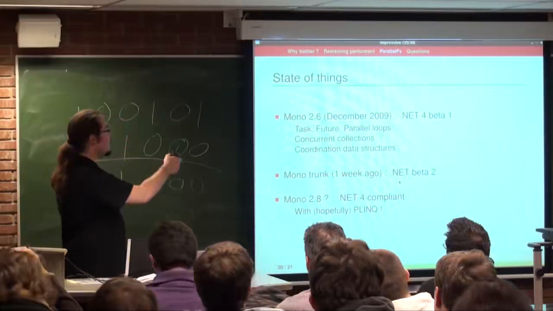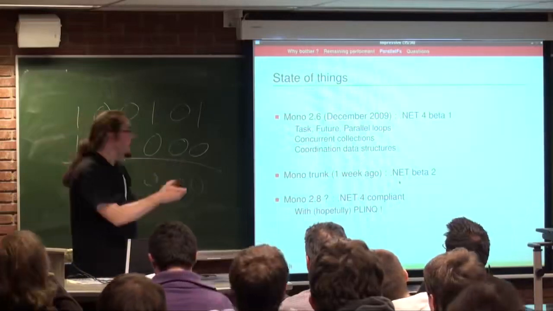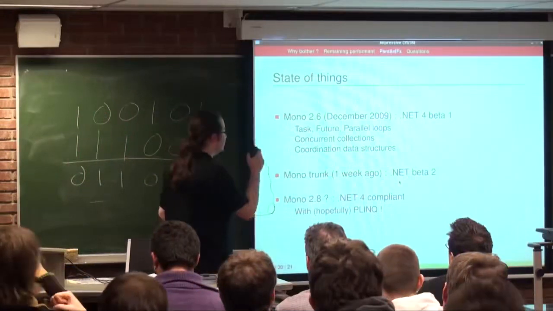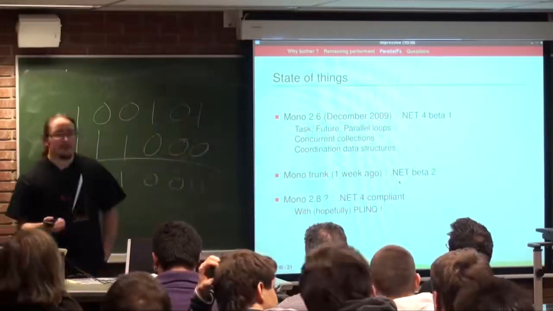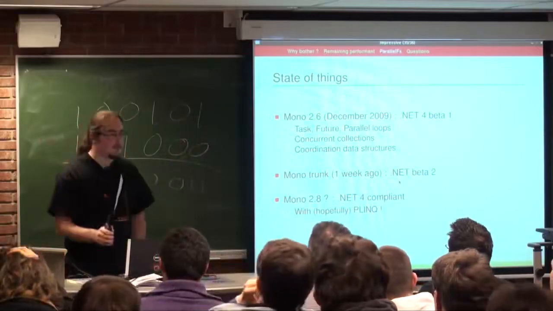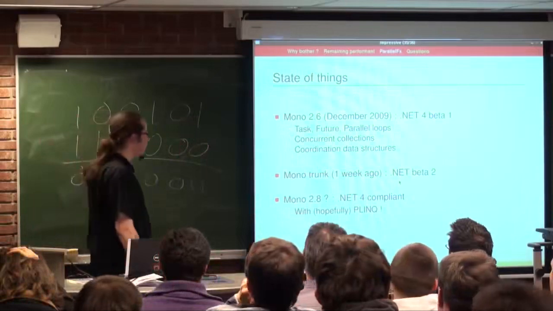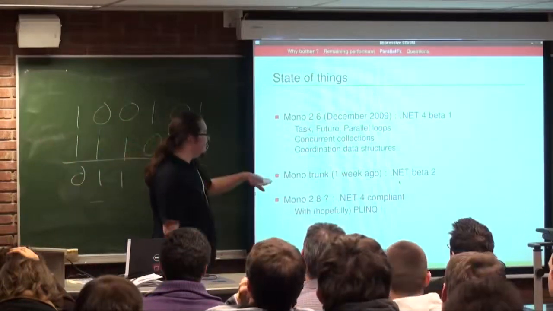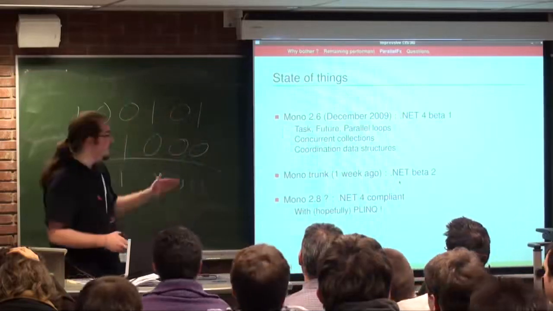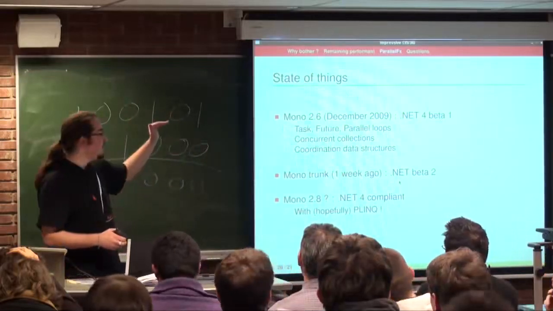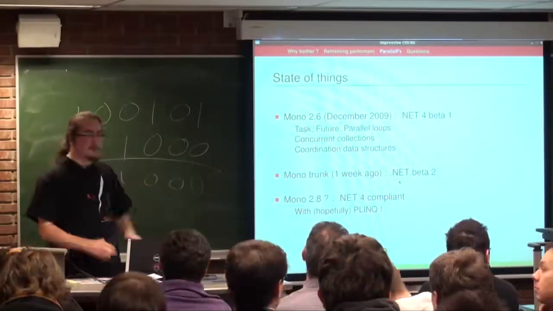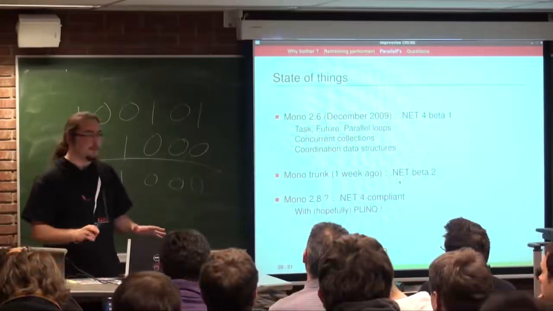It shipped with the .NET 4 Beta 1 API, and you get all the tasks, futures, parallel loops, concurrent collections, and coordination data structures. That's pretty much, I would say, 80% of the framework. The only part missing is PLINQ, which I'm still working on. In Mono trunk, about a week ago, I completed the beta. Between .NET 4 Beta 1 and Beta 2 there were some changes in the API, and in Mono trunk the API is now fully Beta 2 compliant.